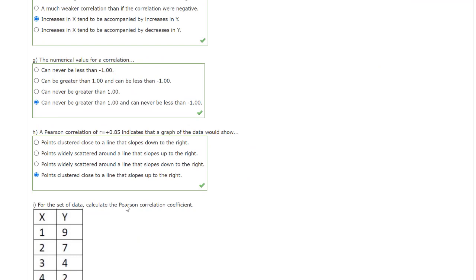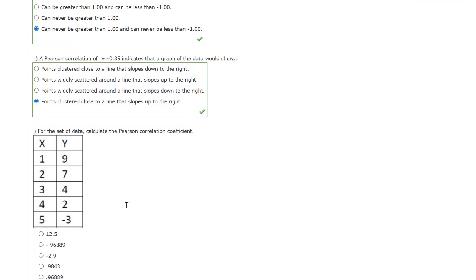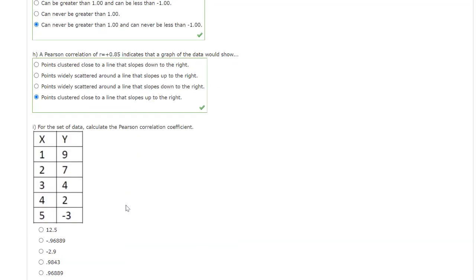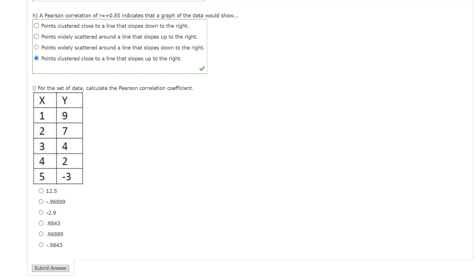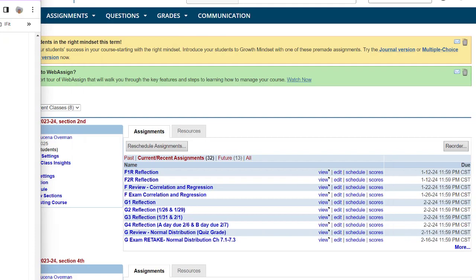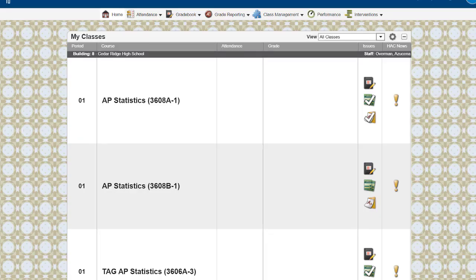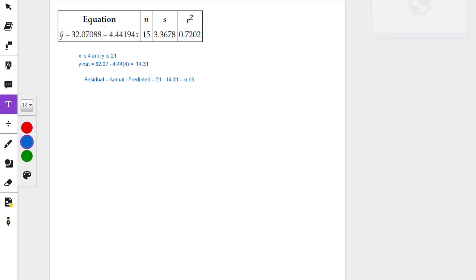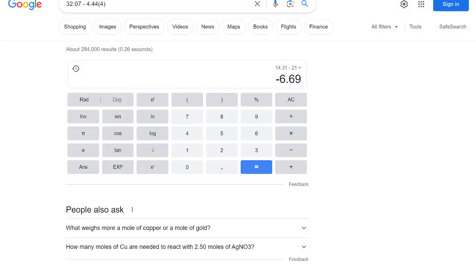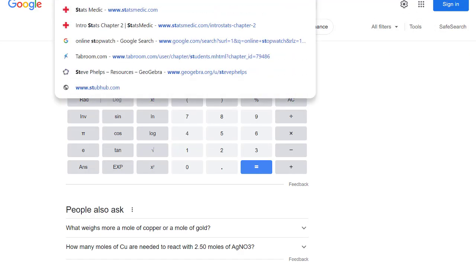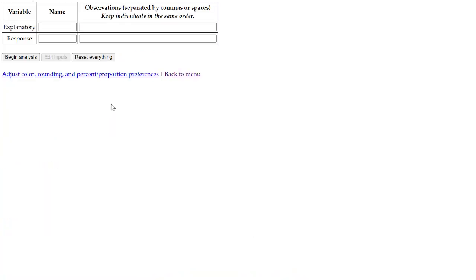Ooh, lots of points towards the end here then. For the set of data, calculate the Pearson coefficient. So I'm going to go pull this to the side again so I can see it. And we're going to go to, not there, there. Oops. Mrs. Overman's having a day. Good thing I don't have anything sensitive open. Okay, there we go. So here I'm just going to put x, 1, 2, 3, 4, 5, y, 9, 7, 4, 2, negative 3. Begin analysis.